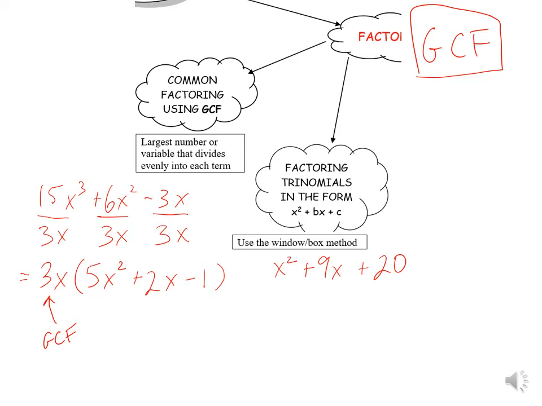Check for a greatest common factor first. There is no greatest common factor other than 1. So we're going to go right to the box window method. Remember x squared there, 20 there, 9x there. Only 2 things that multiply to x squared, x and x. Now you have some options. Now remember, this is trial and error.